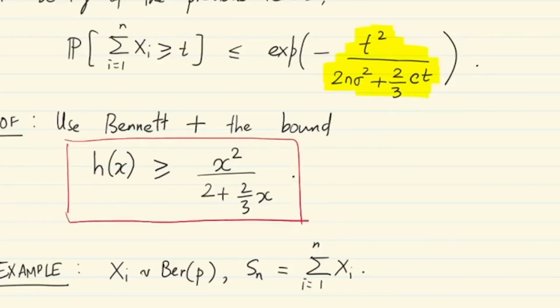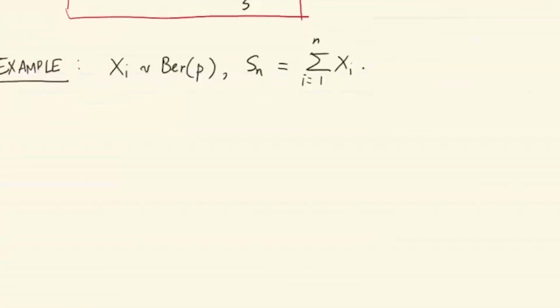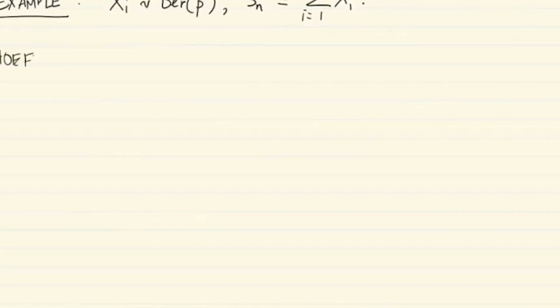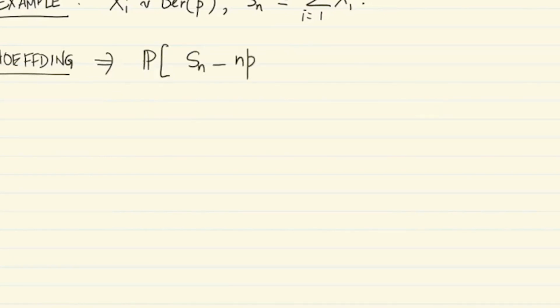So let's do a quick example here to understand what Bernstein gives over and above what Hoeffding could have given you. So we'll take the simple example where the Xi's are all Bernoulli random variables. They're IID Bernoulli random variables with parameter p, and Sn is their sum. So in other words, Sn is a binomially distributed random variable with mean np. So Hoeffding would give you the following. So just applying Hoeffding on these would give you that the probability that Sn minus its mean, which is np, exceeds a positive number t is at most e raised to minus 2t square by n.